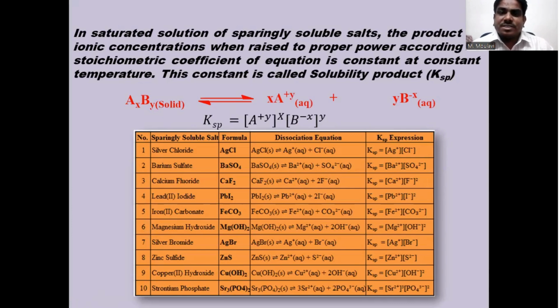The dissociation of zinc sulfide is similar to silver chloride. Zinc sulfide undergoes dissociation to a limited extent as zinc ion and the sulfide anion. So Ksp is the product of the ionic concentrations of zinc and the sulfide. Copper hydroxide is similar to calcium fluoride and lead iodide. And last is strontium phosphate. Strontium phosphate undergoes dissociation to form three ions of strontium and two ions of phosphate. So according to that, the Ksp is the product of the third power of the strontium ion and the second power of the phosphate ion.